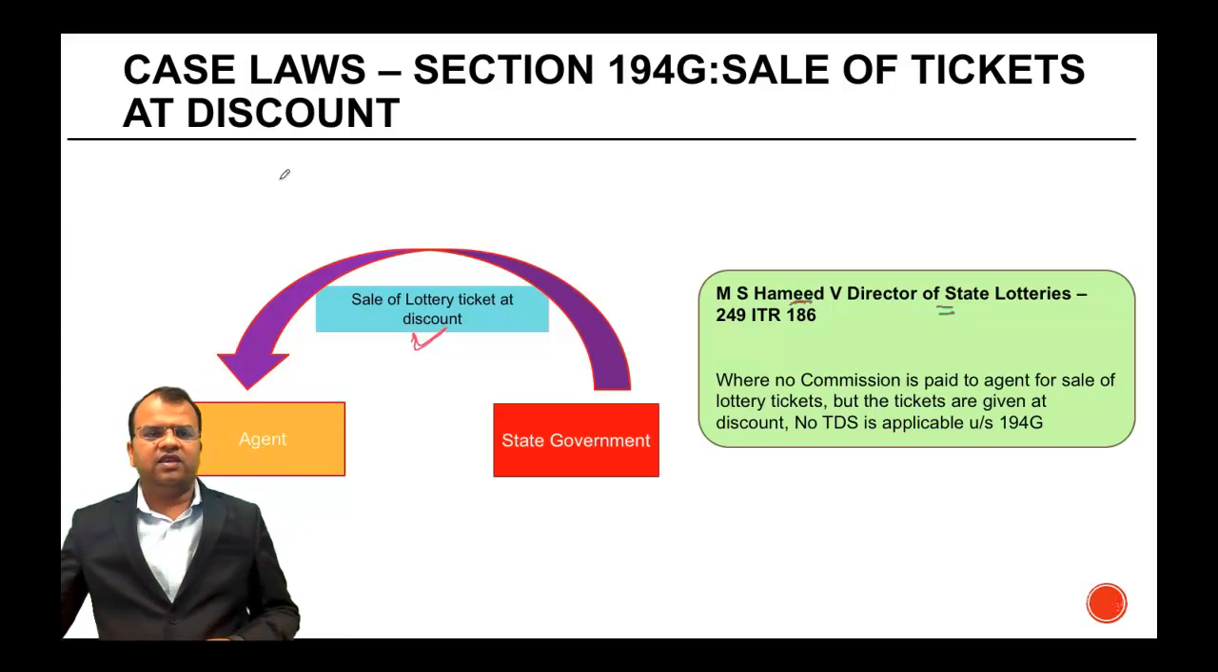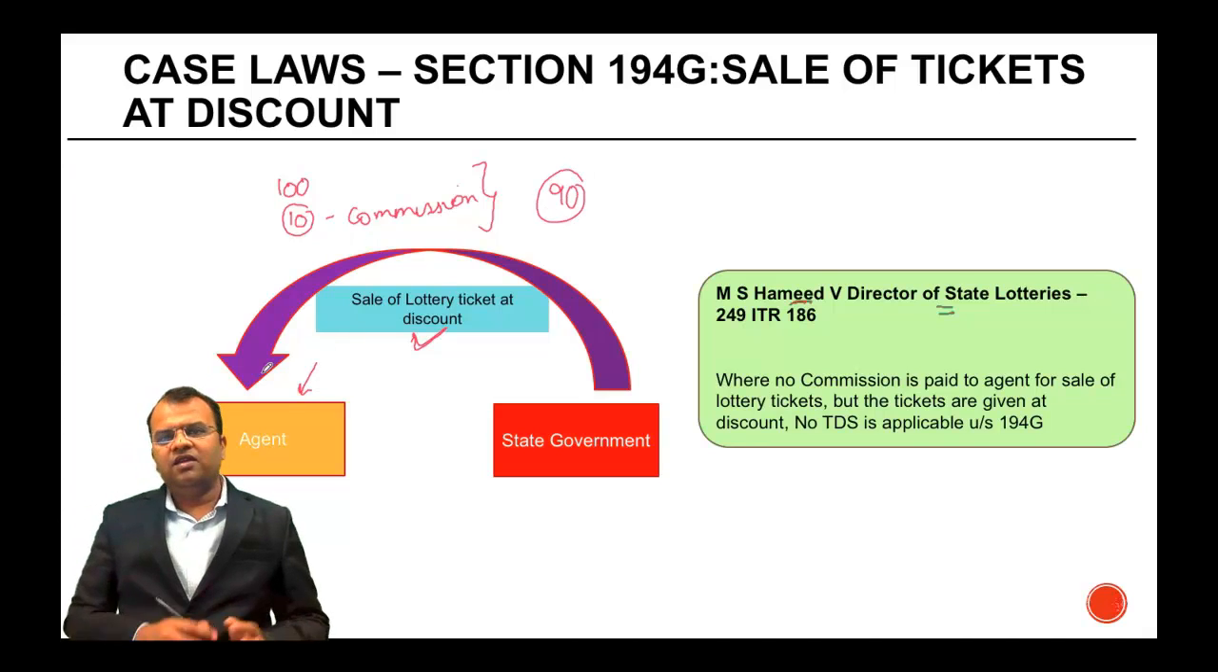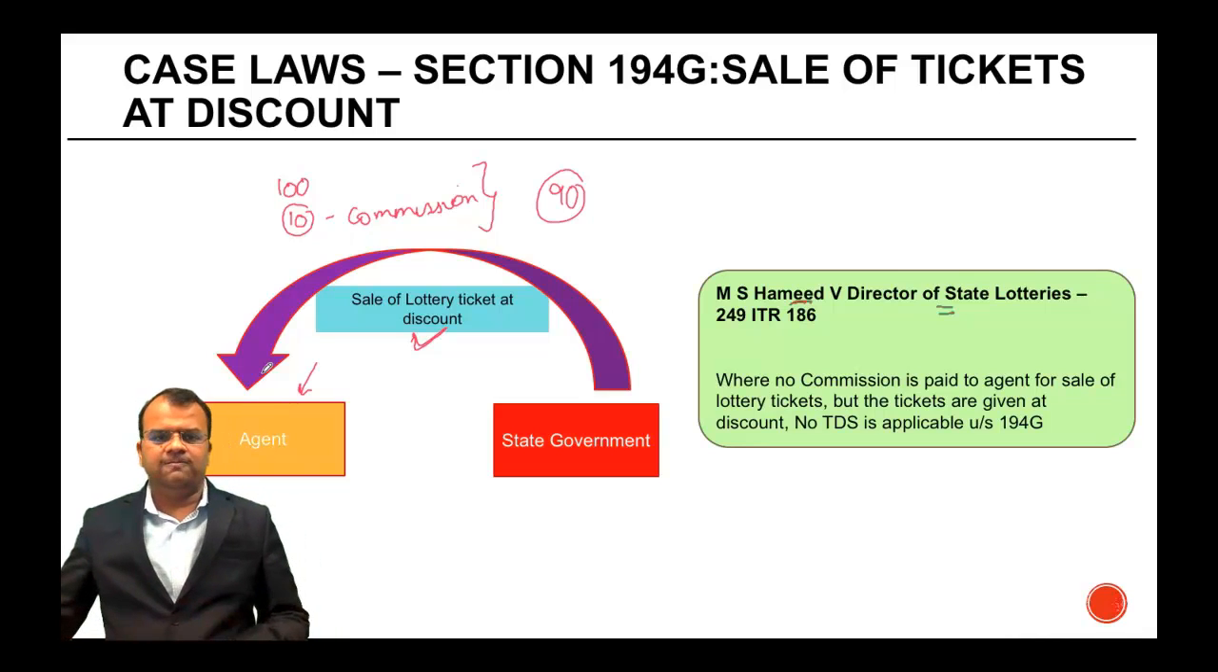So instead of saying that there is a ticket of 100 rupees and we are going to give you 10 as commission, if the tickets are actually sold at 90, irrespective of the price at which the agent then sells it, then there is no requirement to deduct TDS under section 194G.